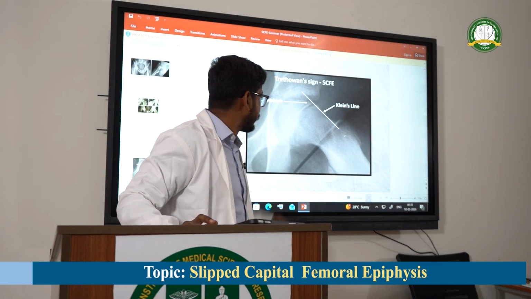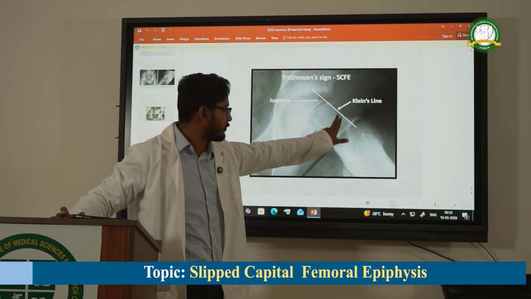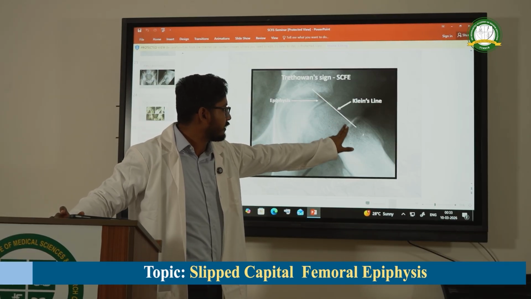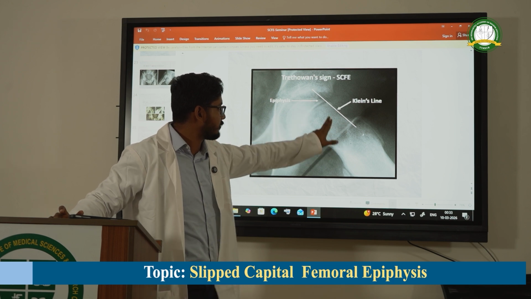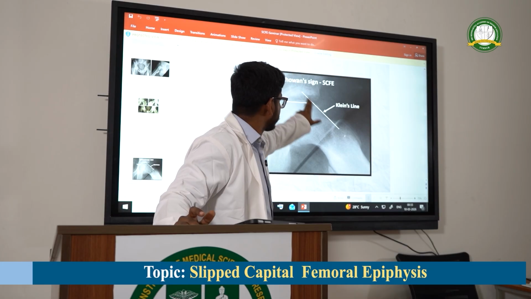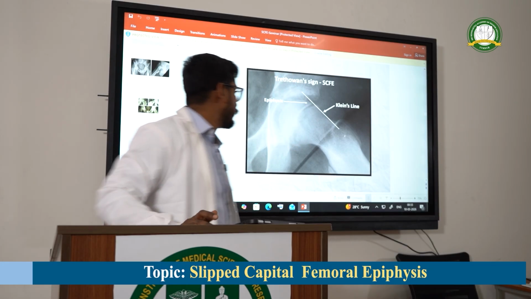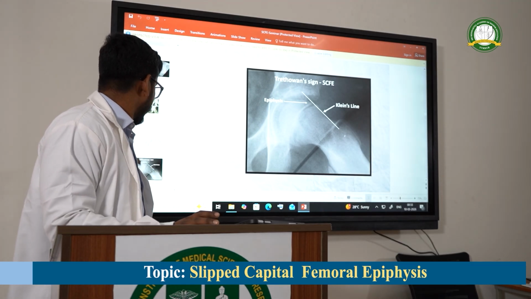This is the X-ray representation. This is the Klein's line. Klein's line is the line drawn parallel to, along the superior border of the femoral neck. This is the epiphysis. When we draw the Klein's line, it is not intersecting the epiphysis. So we can suspect there is a slip there.